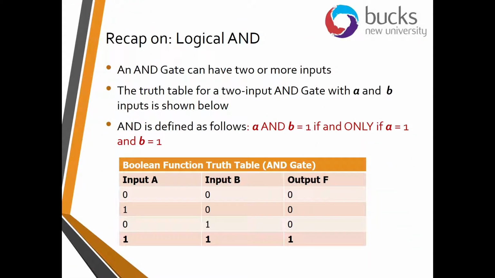A quick recap again on logical AND. An AND gate can have two or more inputs, and the truth table for a two input AND gate with A and B inputs is what we're seeing here below. AND is defined as follows: A and B will equal 1 if and only if A equals 1 and B equals 1. As you can see, all the outputs are 0 apart from where all the inputs are 1. If input A and input B are 1, then and only then do you get a 1 output with an AND gate.